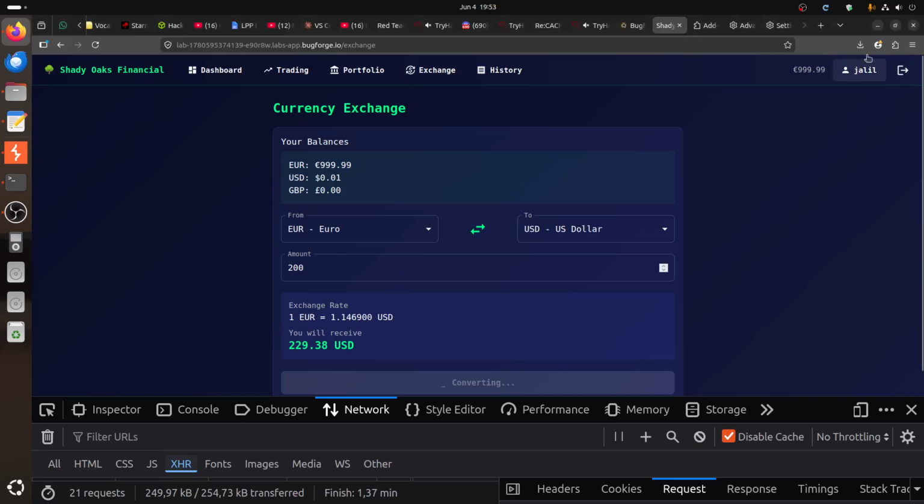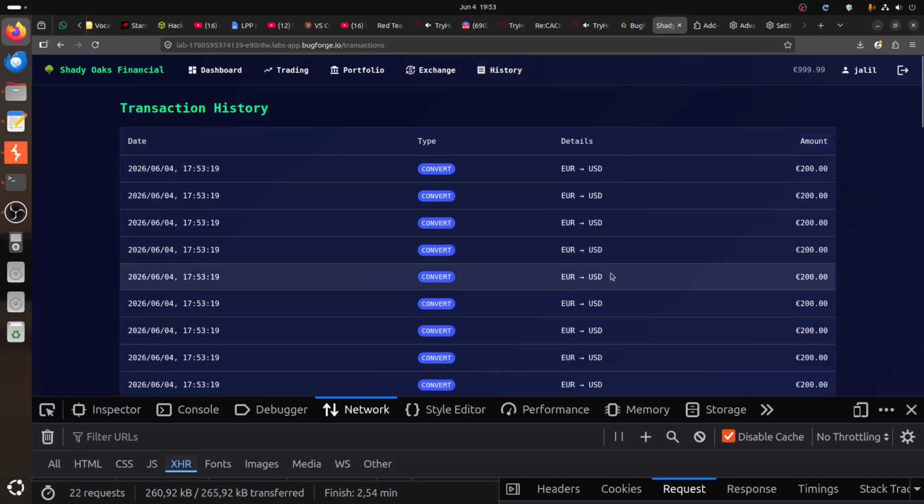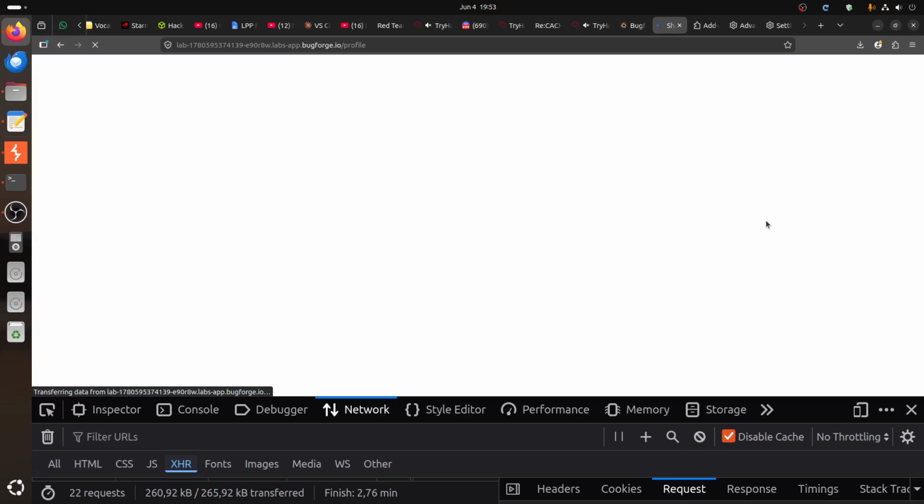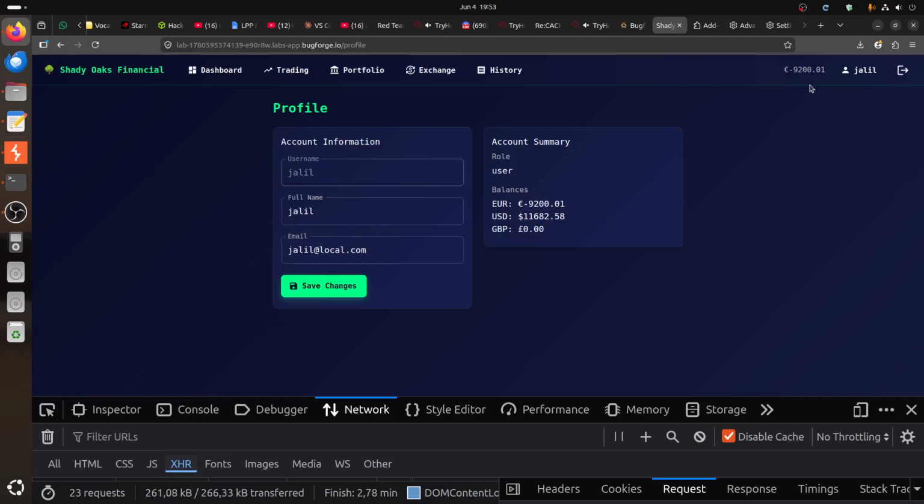Let's see what happened in our history. Let me disable this one quickly. If I check the history, you can see the 200 converted. How much money do I have left? You can see it still has 99. Oh, let me refresh. How much money is left on me? Oh, it says minus 9,200. That's very strange. So the race condition didn't work.